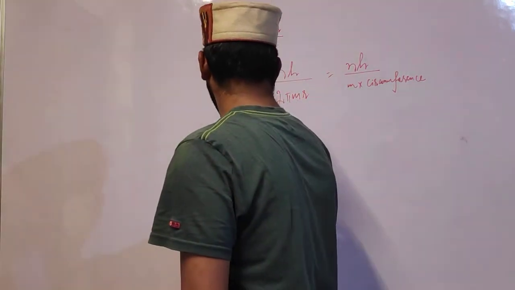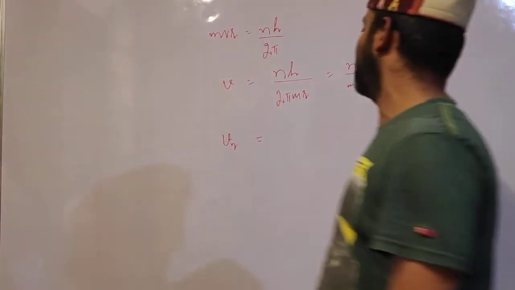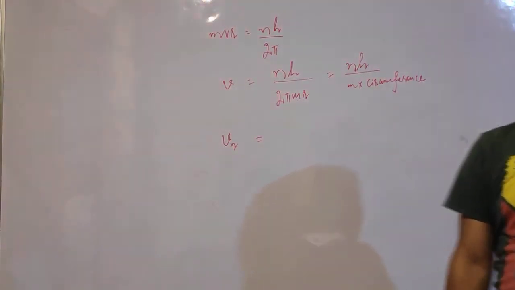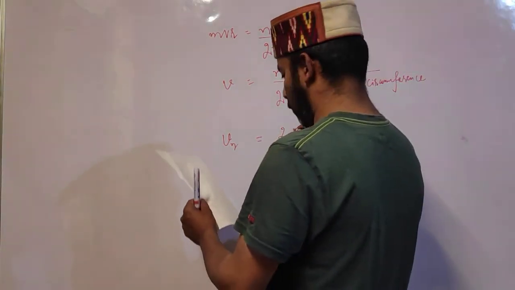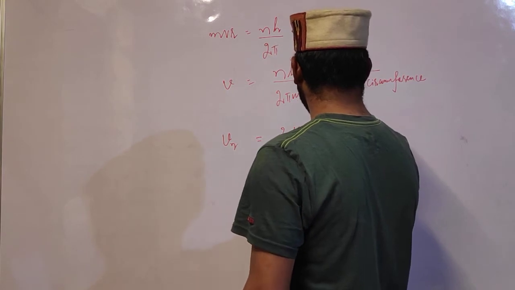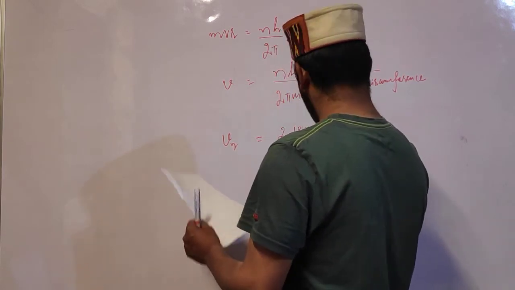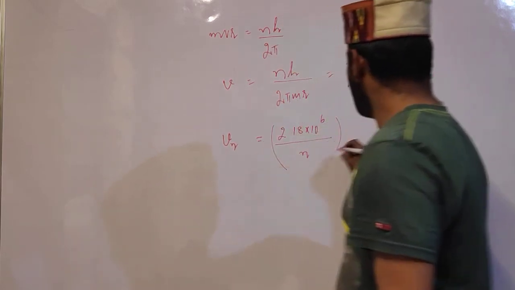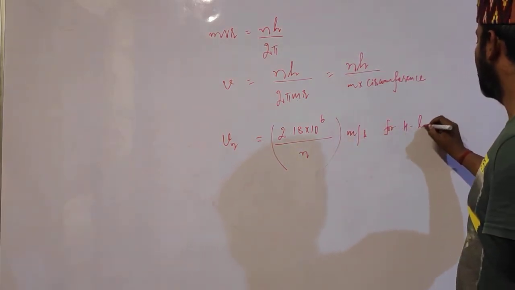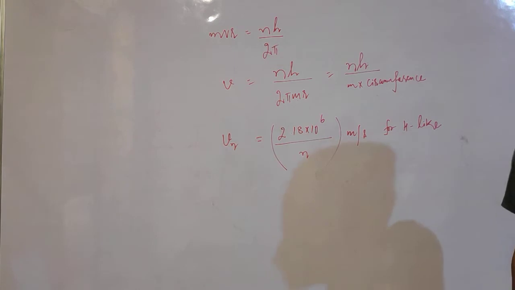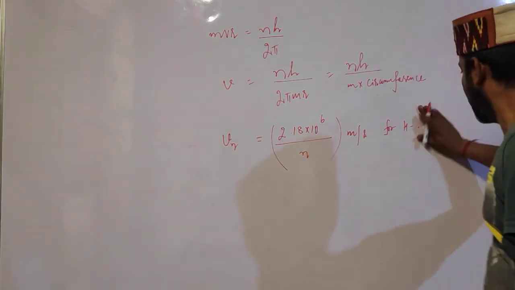So when you put in the value of h, in any orbit the velocity of the electron, students, is found to be 2.18 into 10 raised to power 6 upon n meters per second. Sorry, this is for the hydrogen atom.